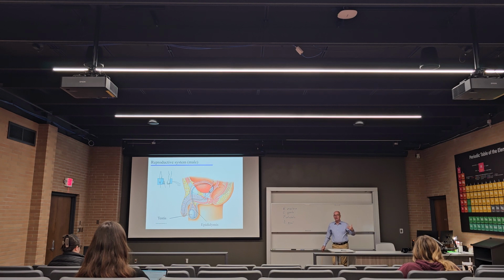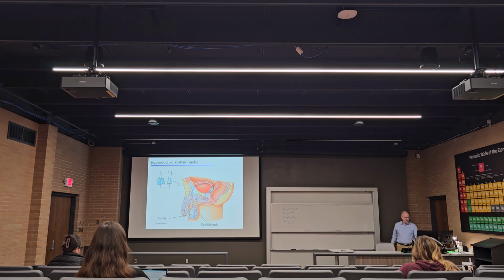And one will be released roughly once a month. Roughly about 400 eggs will be produced during a woman's reproductive lifespan. So there's a very big difference in the reproductive capacity, male versus female. Women have a much lower reproductive capacity.